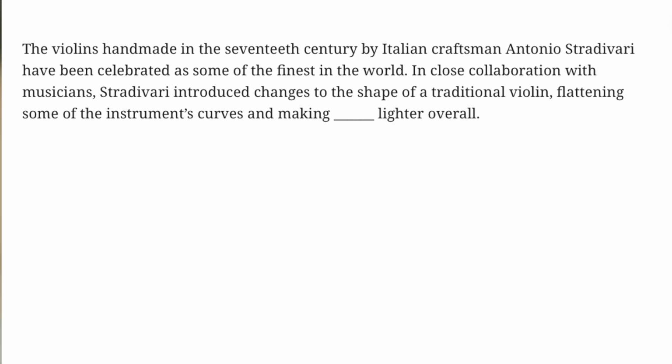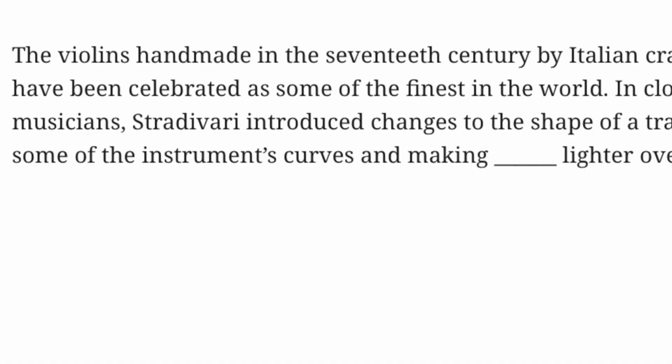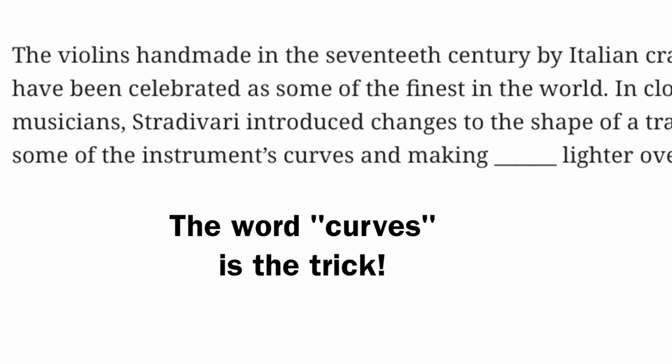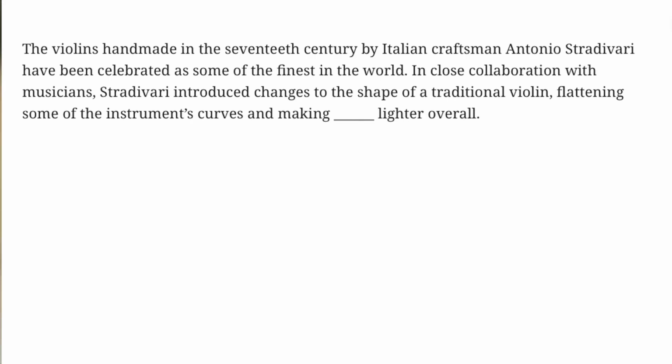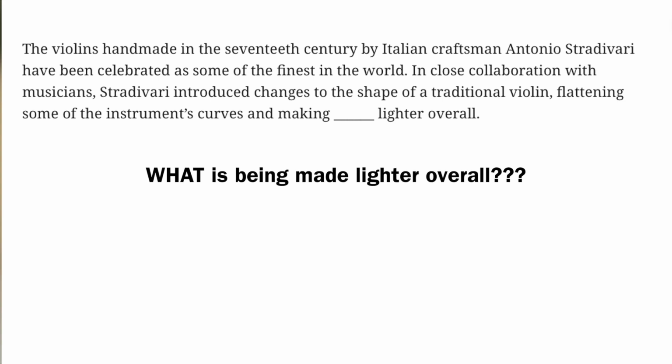However, what's tricky is knowing whether or not it's them or it that should go in the blank. Many test takers would think that them would go in this blank. Since they see the instrument's curves, they think that the object that the sentence is talking about is a plural. In other words, they think that the sentence is talking about the curves being lighter overall. But that is the trick, and the way to realize this trick is recognizing that the words lighter overall are at the end of the sentence. And let's think, does it make sense to make curves lighter overall? Maybe, but that's not what the sentence is talking about.